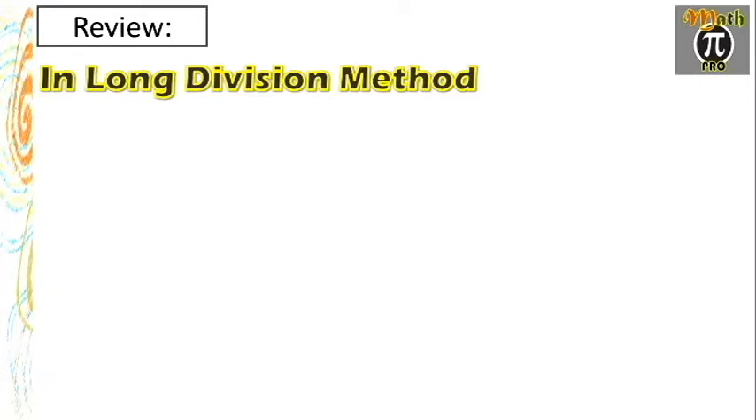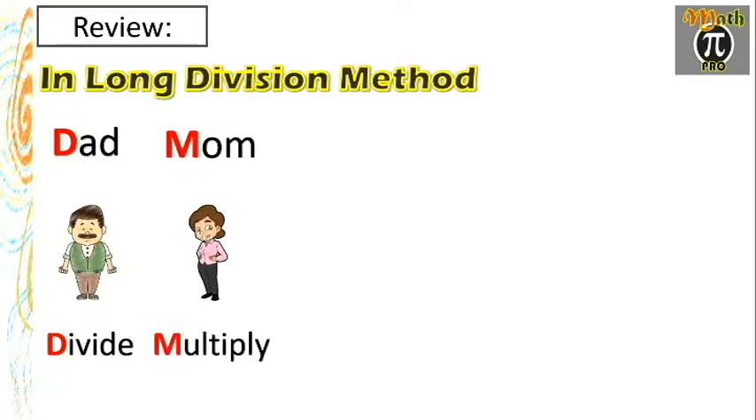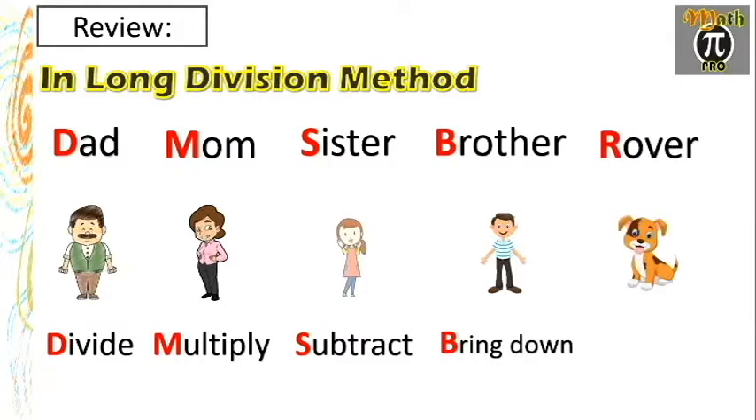The long division method, there are actually many ways on how you are going to remember the procedures. One of the methods that we use is by remembering our family members, starting with Dad, which stands for divide as the first step, Mom for multiply, Sister for subtract, Brother for bring down, and even including the pet dog Rover, which tells us to repeat the process until the long division process is done.